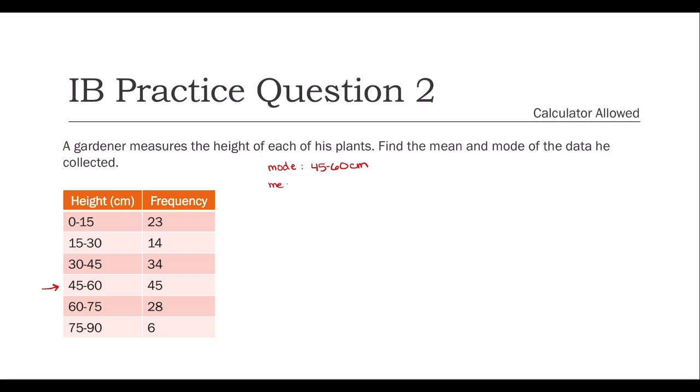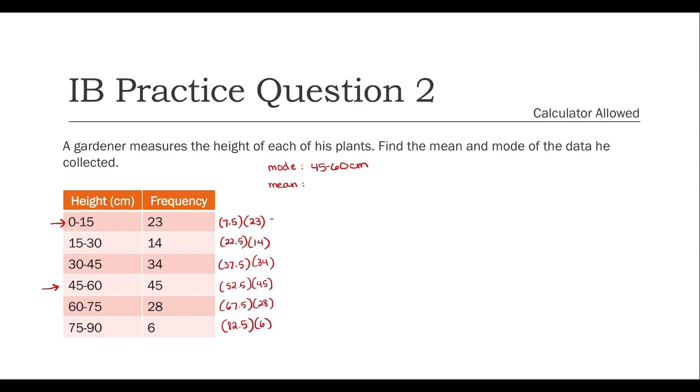Our mean, on the other hand, is going to require a lot more calculations. We need to find the middle of each of our groups. So this would be 7.5, 22.5, 37.5, 52.5, 67.5, and 82.5. We'll multiply those numbers by the frequency. So we'll multiply it by 23, 14, 34, 45, 28, and 6.